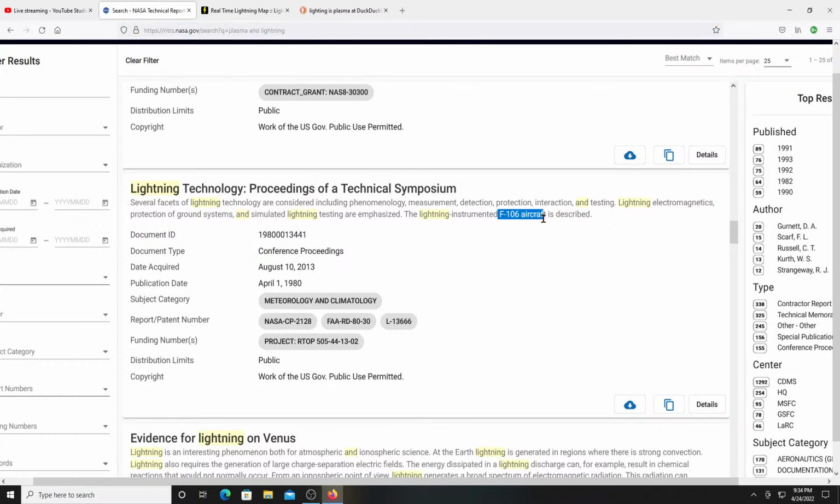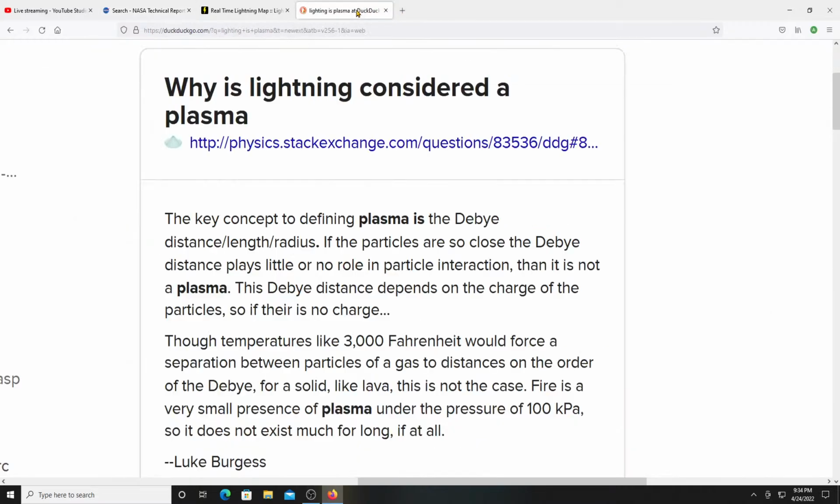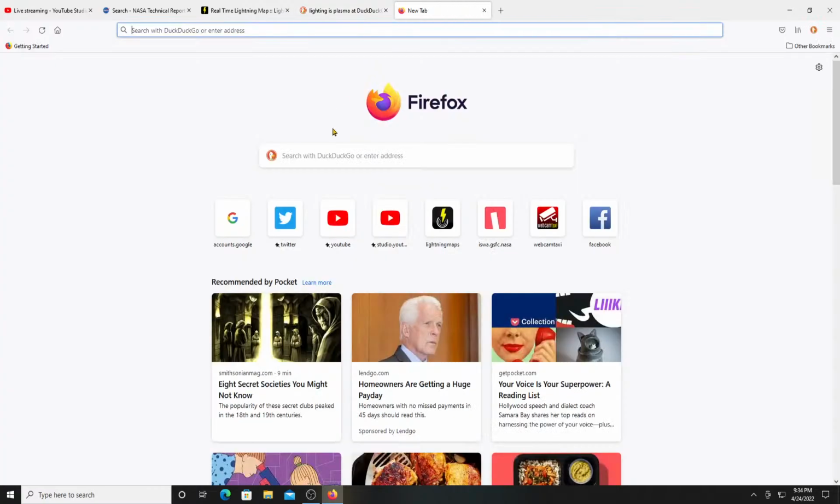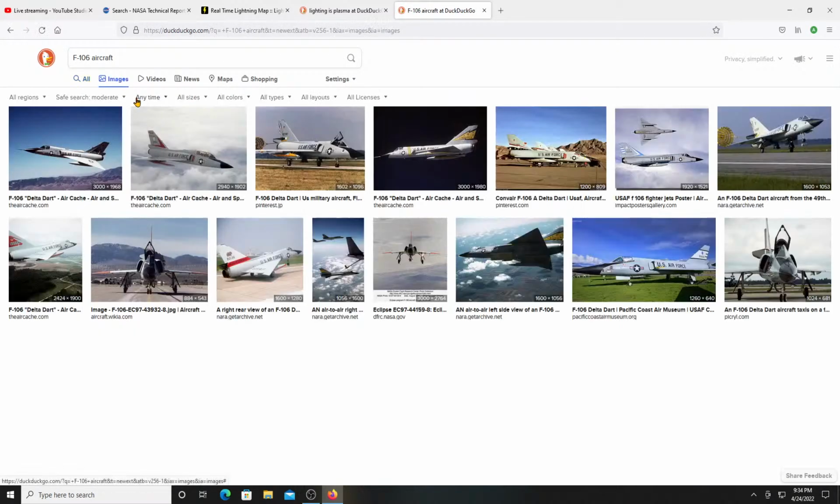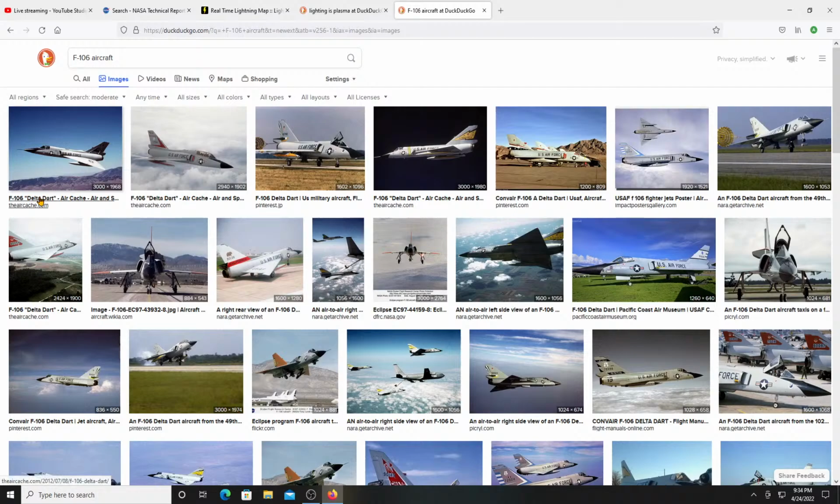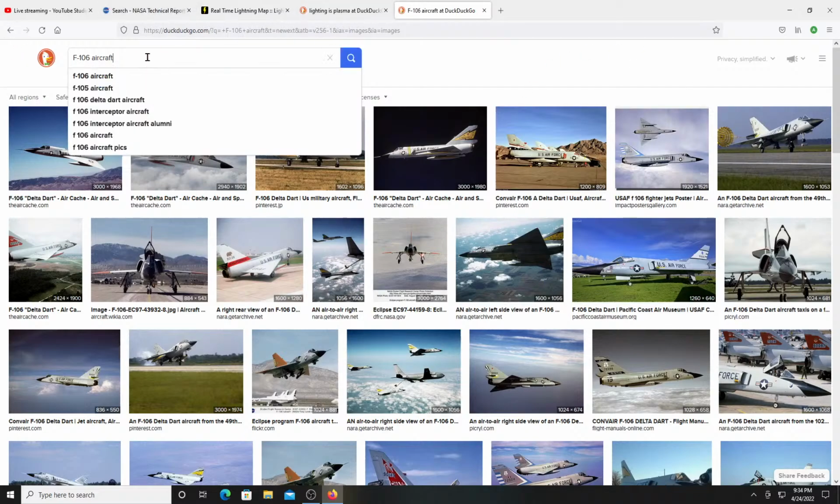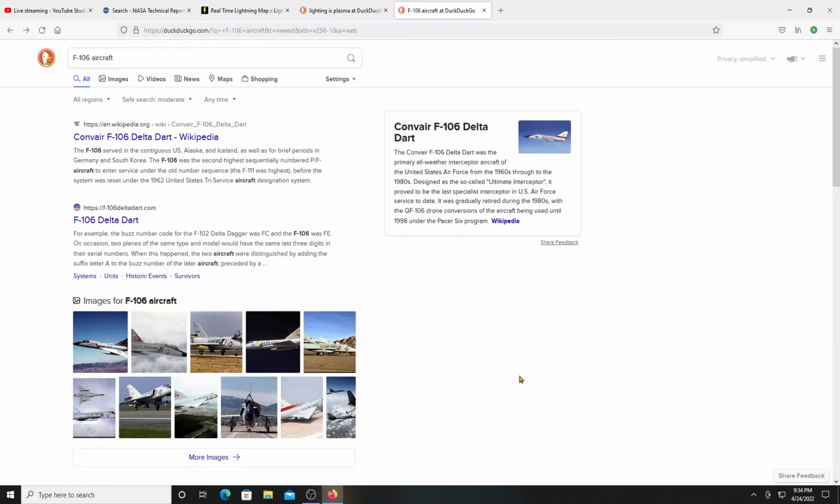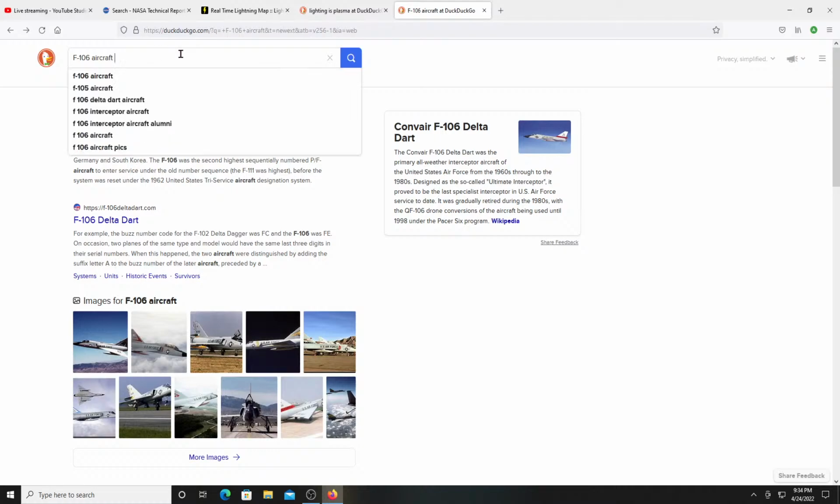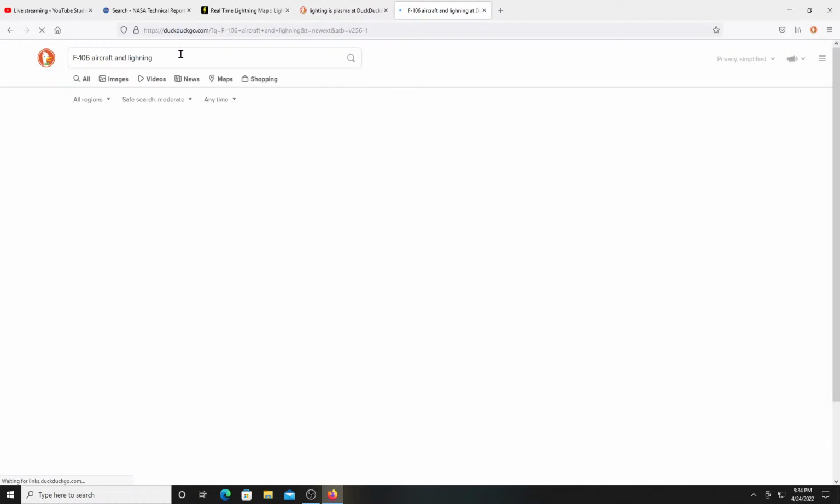What is the F-106 aircraft? Oh, you all, should we look up an F-106 aircraft? Well, we see that plasma is lightning. I want to see what this is because I don't know what this is, you all. What on earth is it? It's a Delta Dart. What's it do? It's an Air Force aircraft. I don't think it produces lightning. I really don't think it does. I wouldn't think it could. Do you think it could? It's an ultimate interceptor and lightning.